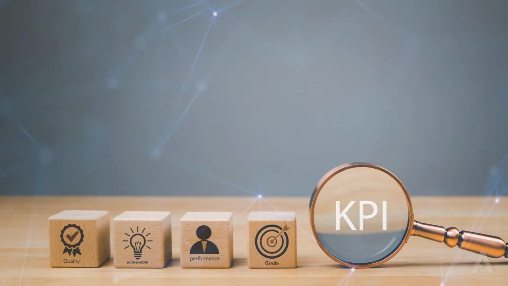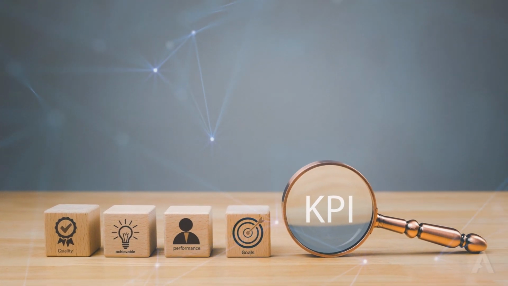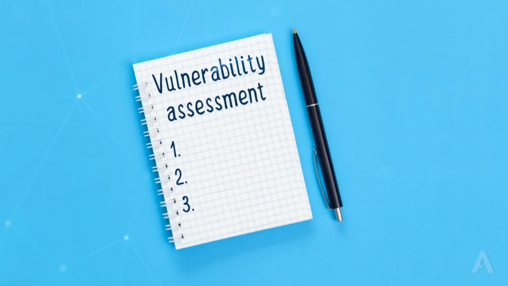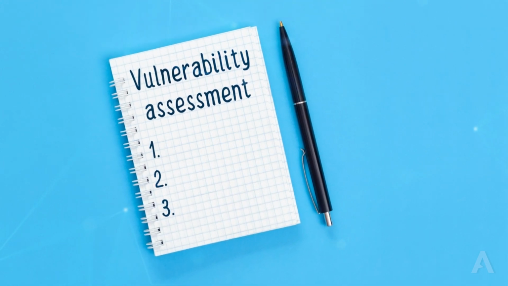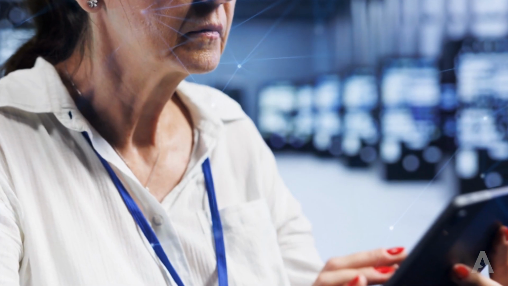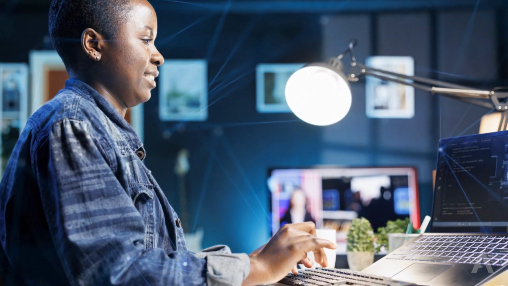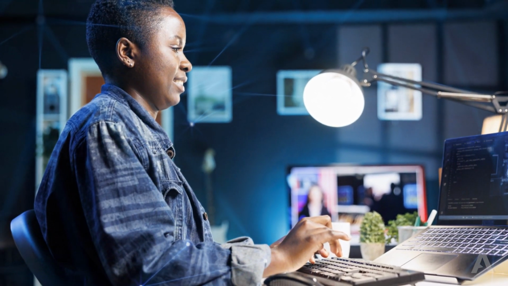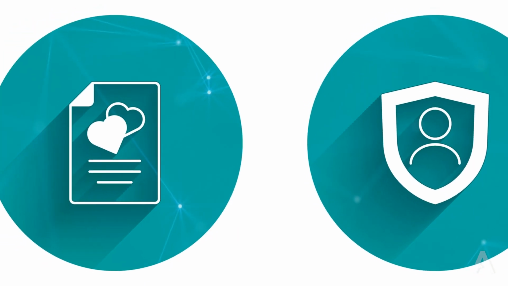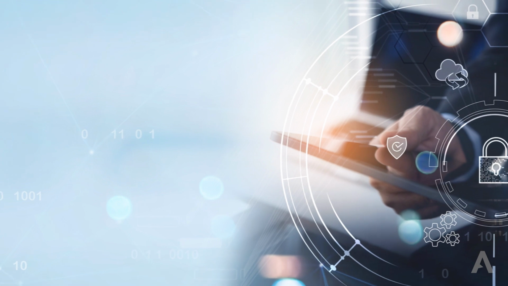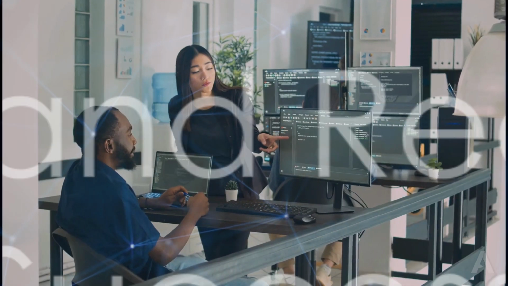Finally, implement continuous monitoring and evaluation. Regularly monitor and evaluate the security posture to identify and address any vulnerabilities. This includes conducting penetration testing, security audits, and vulnerability assessments. Implementing Zero Trust requires a commitment to security from the top down. It involves investing in the right technology, training employees, and fostering a culture of security awareness.